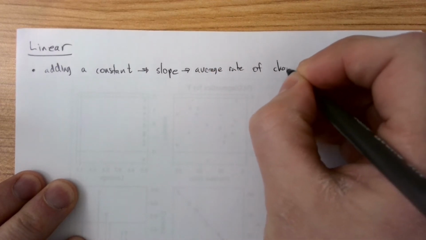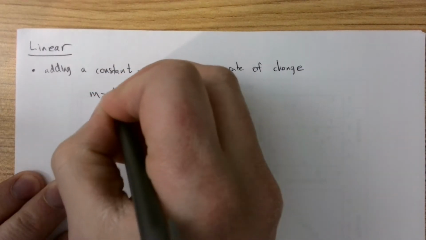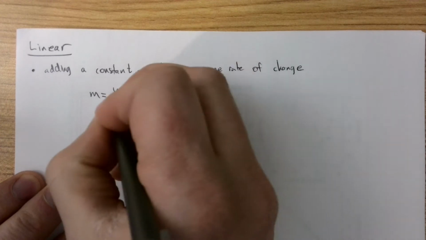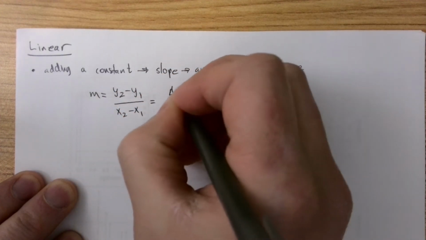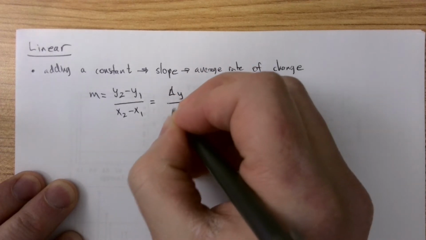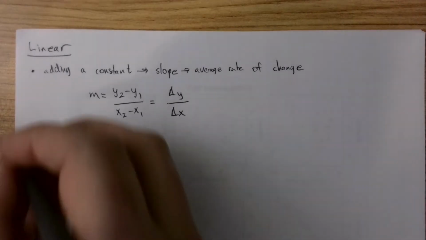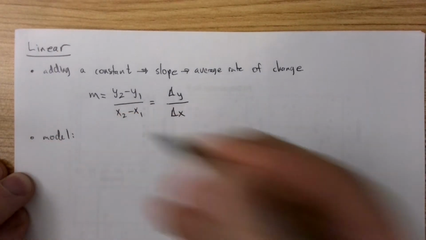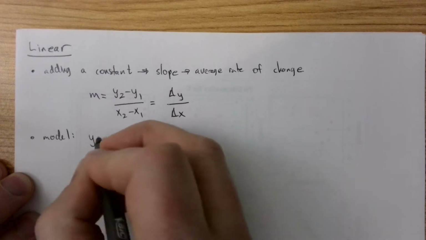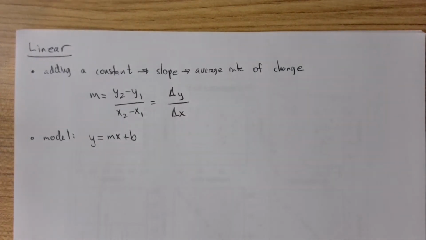If we happen to know two values, two ordered pairs, we can calculate this slope as y2 minus y1 over x2 minus x1, which we also know is just simply the change in the y values divided by the change in the x values. And then the model that we use, also we could call it the equation, is y equals mx plus b. This is the slope-intercept version of the line.